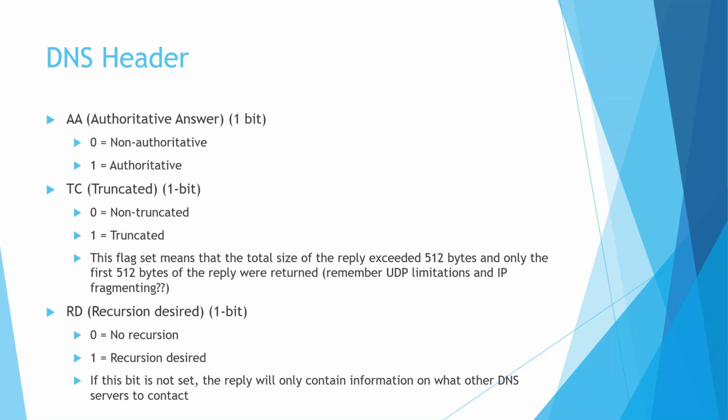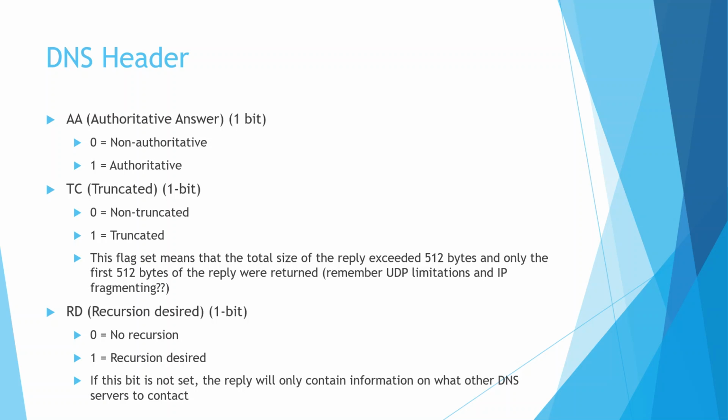Then we have the truncated field, and that's going to be 1 bit. We have 0 for non-truncated, 1 for truncated. If we are setting this flag, that means that the reply exceeded 512 bytes, and only the first 512 bytes of the reply were returned.